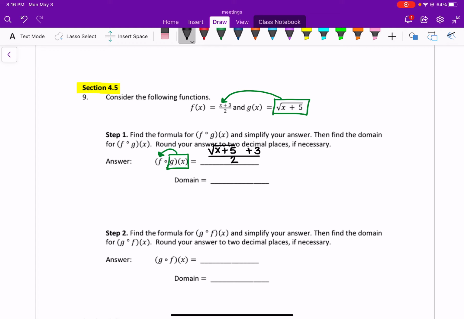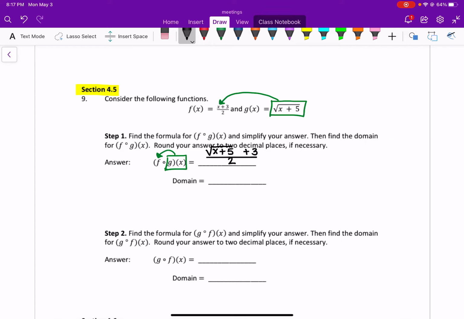So now what we need to do is the domain. So we're going to ask ourselves those same questions. Is there a square root? Hopefully you're telling me yes. Is there a variable in the denominator? Nope, the only thing in our denominator is the number 2. So we're going to take that stuff underneath the square root, that's the x plus 5, and set it greater than or equal to 0. To solve this, we're just going to subtract 5 from both sides. So x is greater than or equal to -5.